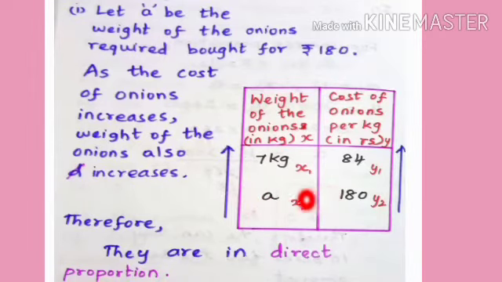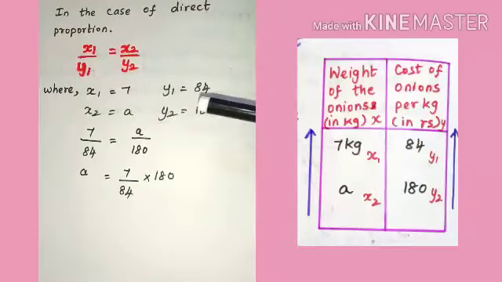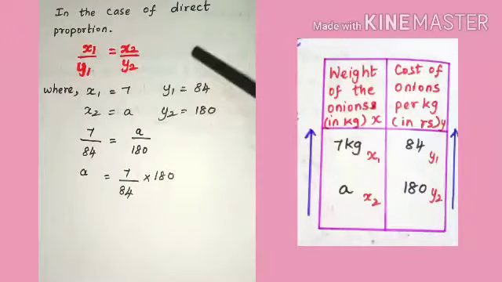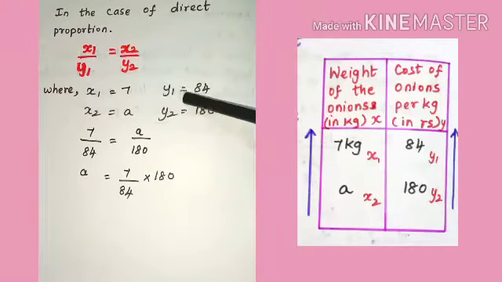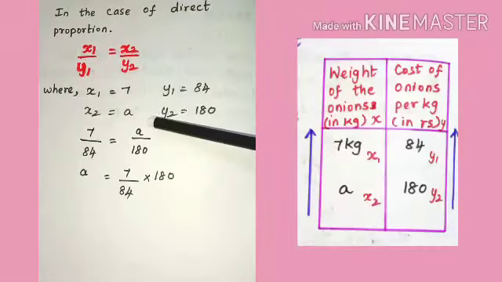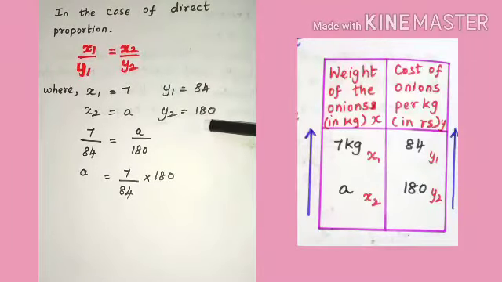And the cost of a kg of onions is 180 rupees. So let A be the weight of the onions bought for 180 rupees. Here, as the cost of onions increases, the weight of the onions also increases. Therefore, they are in direct proportion. Friends, in the case of direct proportion, we know that the condition is x1 by y1 is equal to x2 by y2. Here x1 is equal to 7 kg of onions and y1 is equal to 84 rupees, and x2 is equal to the weight of the onions bought for rupees 180 and y2 is equal to the cost 180 rupees.